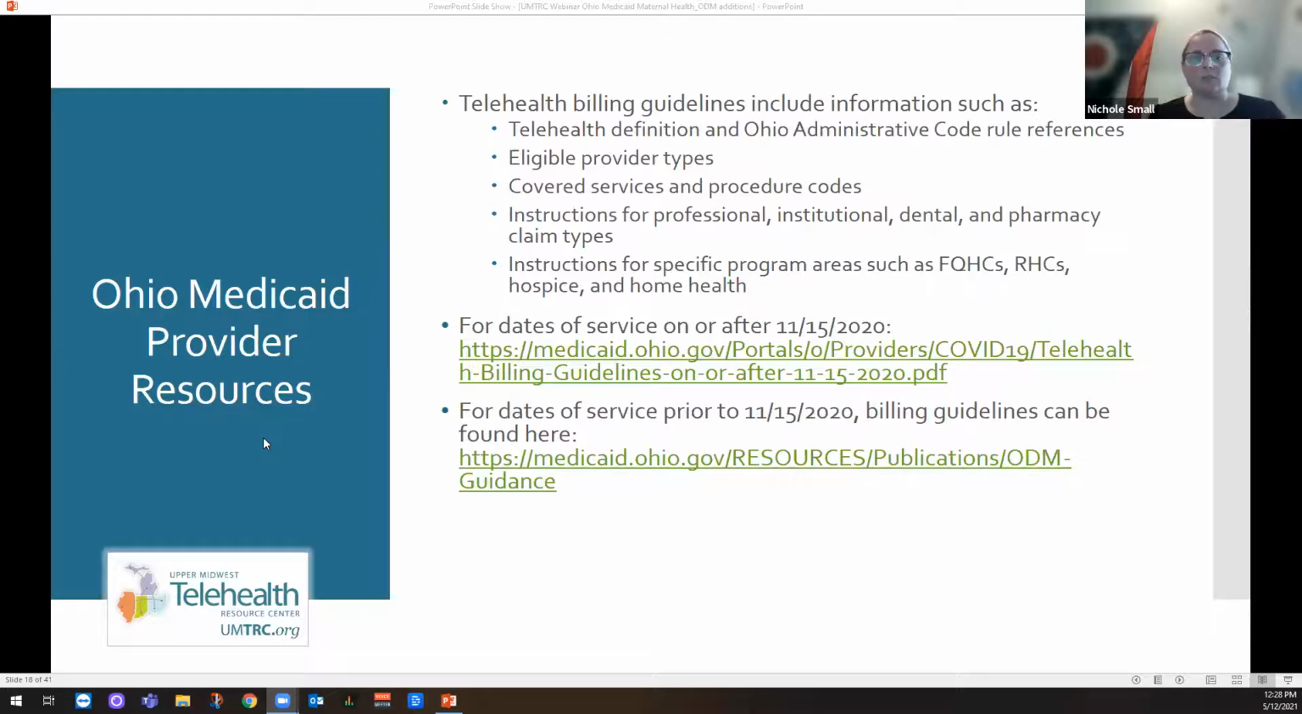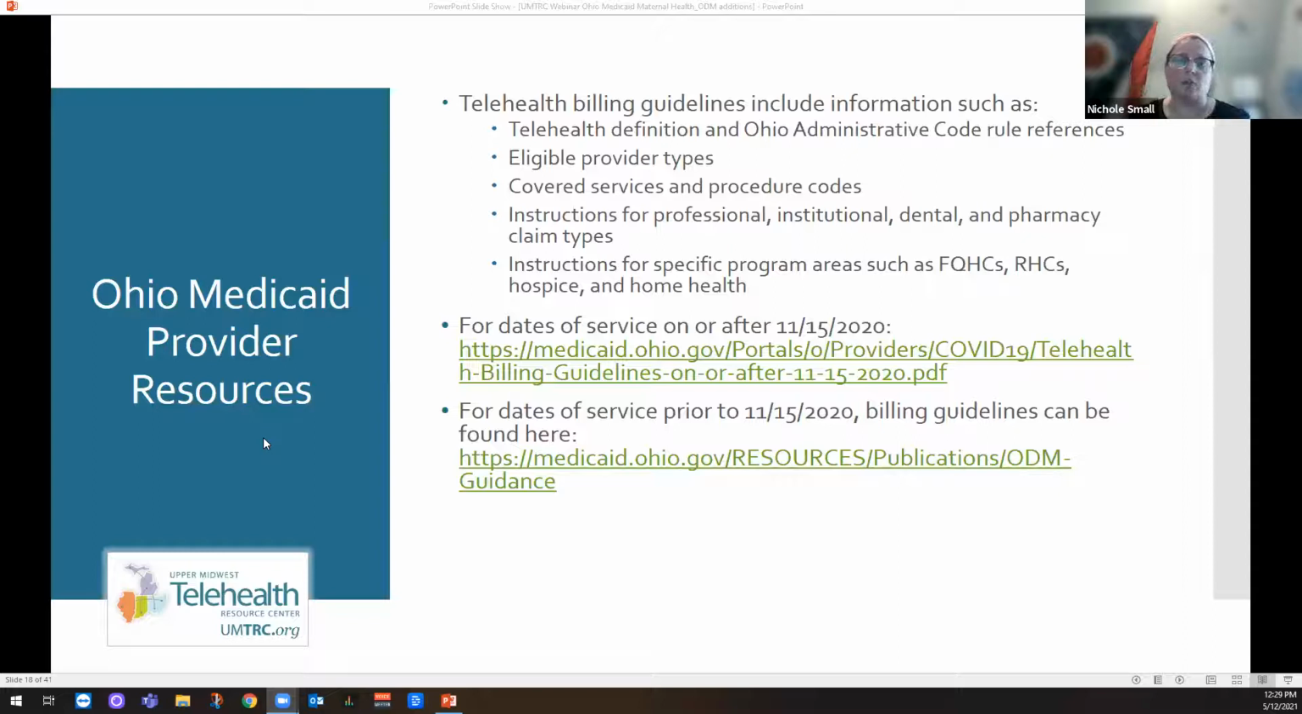So these are the links just to get you to where, depending on the date of service, which resource you would refer to. These are pretty comprehensive documents. They include instructions for professional claims, which I think this audience would mostly be billing on a professional claim. Gives a lot of good information there.